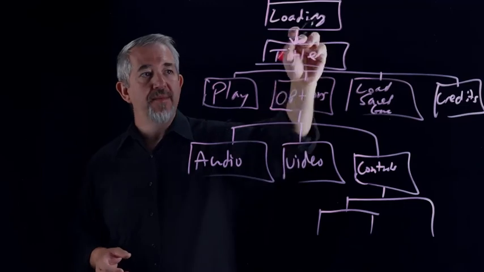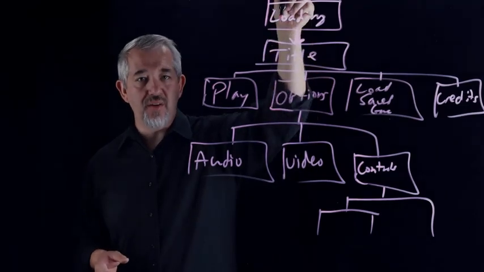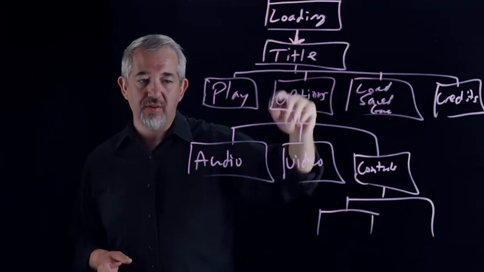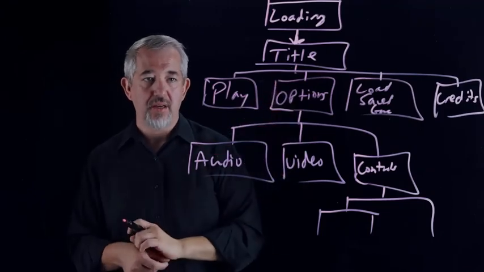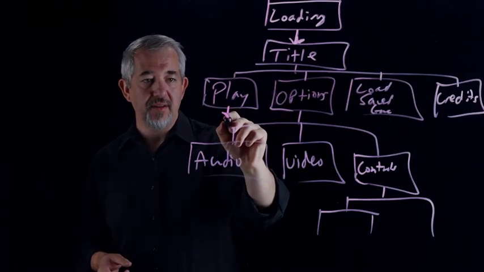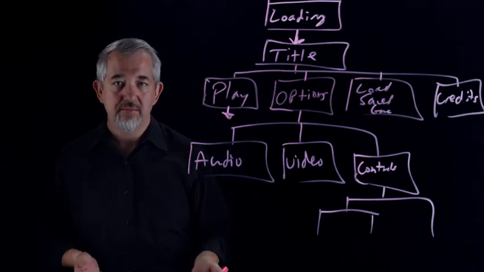Let me say that again. The arrow represents movement in only one direction. Without the arrow, you can move in both directions. So play would probably have an arrow.